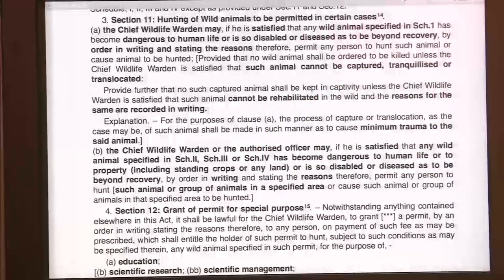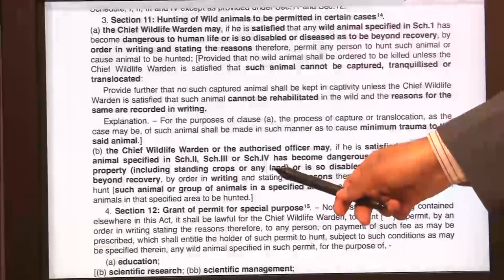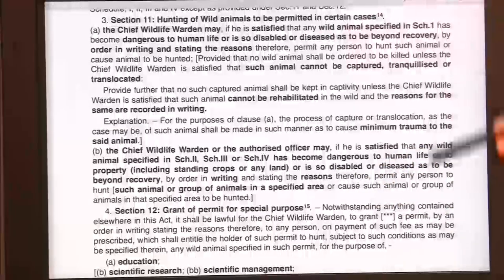Now, this was in the case of Schedule 1 animals. Now, in the case of animals in schedules other than Schedule 1, so it includes Schedule 2, 3 and 4, then if the wild animal has become dangerous to human life or to property, including standing crops or any land, the other conditions are the same.